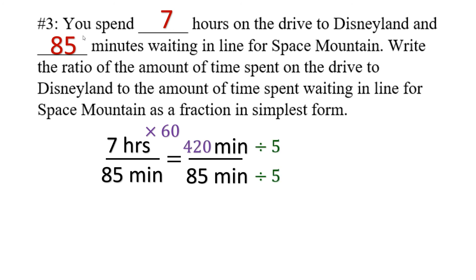And then these can both be divided by 5, and you get 84 over 17. And once again, do not change it to a mixed number. This is supposed to be a comparison between the drive to Disneyland and the wait in line at Space Mountain. And that's the end of the lesson.